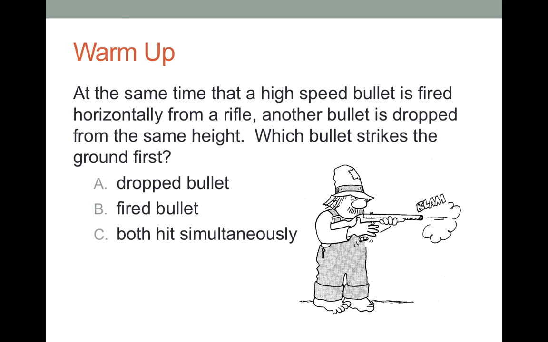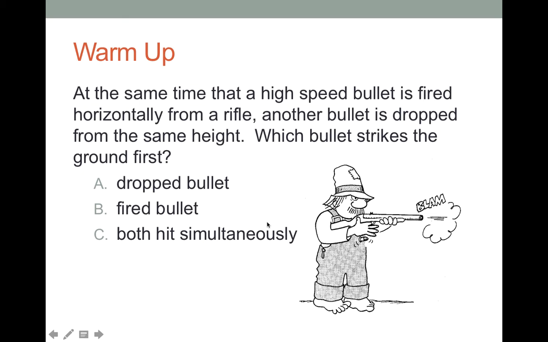Before we go over projectile motion, I want you to consider the following problem. We have a bullet being shot from a gun at the same instant that another bullet is dropped from the exact same height. I want you to consider which bullet will hit the ground first: the dropped bullet, the fired bullet, or will they hit the ground simultaneously? And enter your answer in the box that appears.